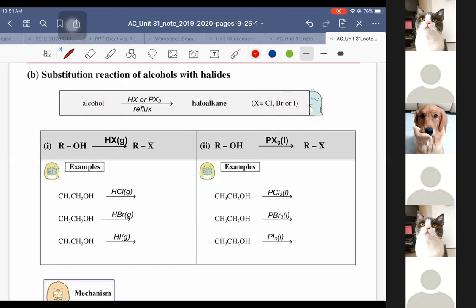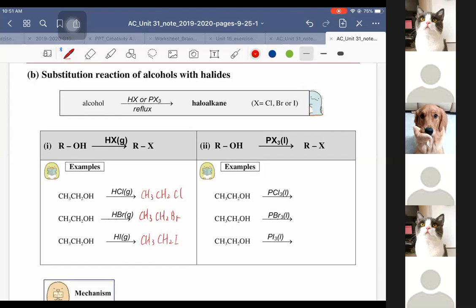So for the first box, the first example, the product should be chloroethane. So the chlorine would take the position of the hydroxyl group. Similarly, we can work out the product for the second reaction. Bromine would take the position of the hydroxyl group, so it will become bromoethane. And the last one would become iodoethane.